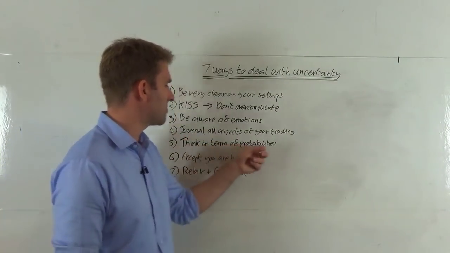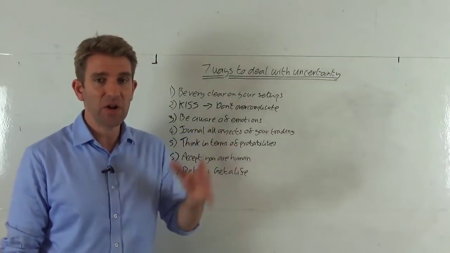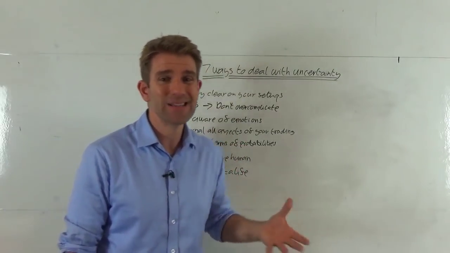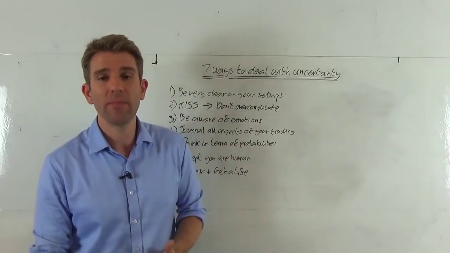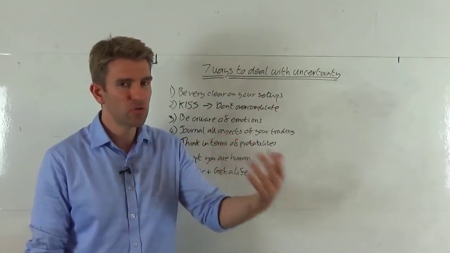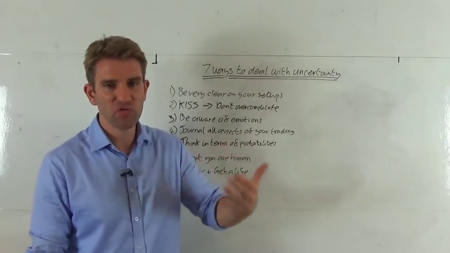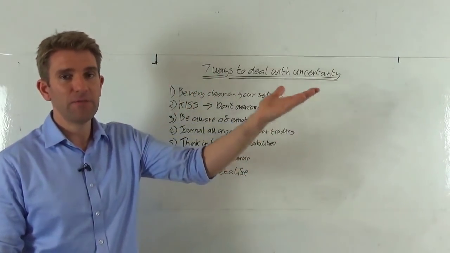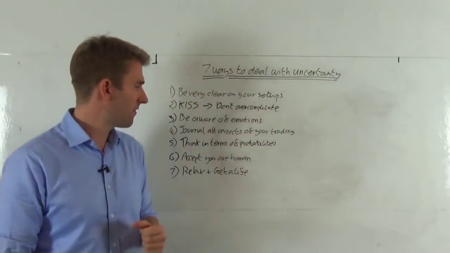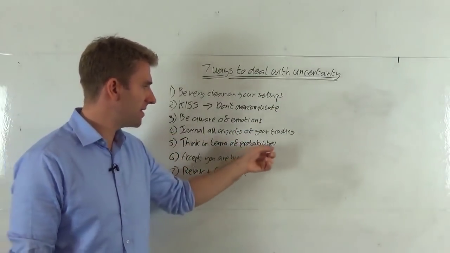Number 5, think in terms of probabilities. Easier said than done. I know that we've talked about this before, but it is a probabilities game. You don't know if you're going to win the next one, lose it, whatever it may be. You know that you just got to keep trading your edge. And over a certain number of trades, you're hoping that if you trade it right, you're going to be rewarded for that. So just keep thinking in terms of probabilities and think, you know what?